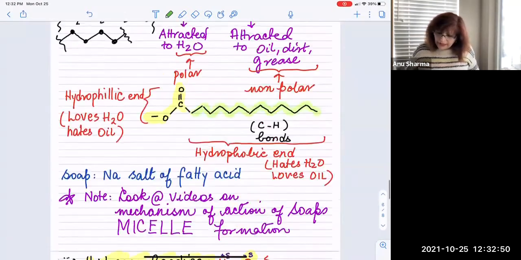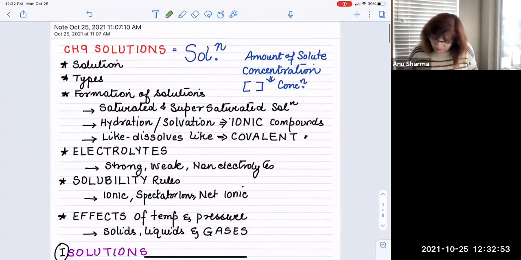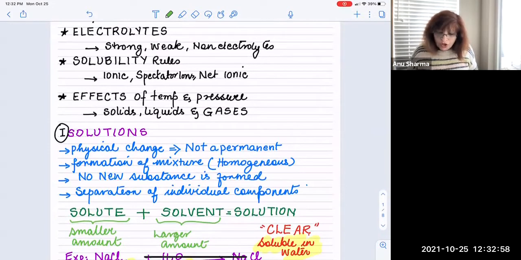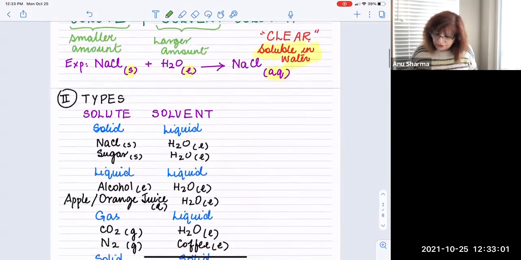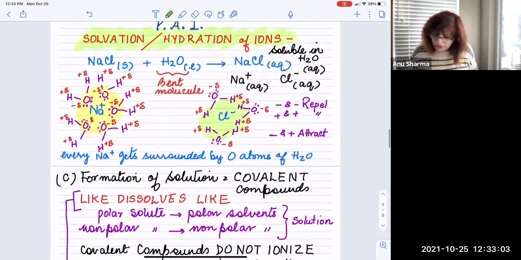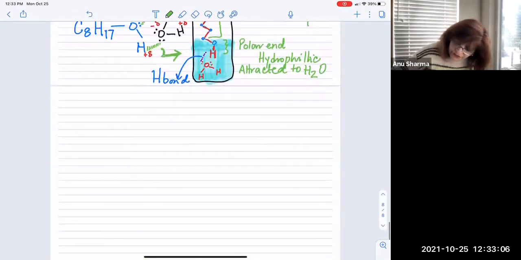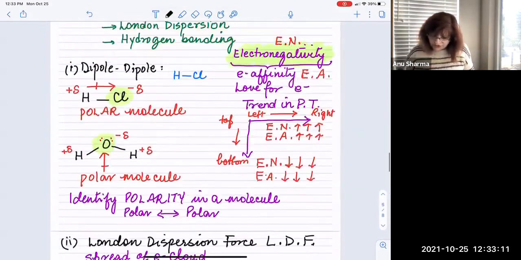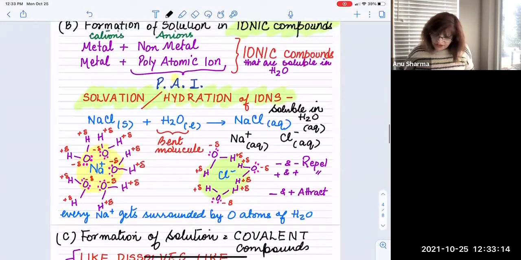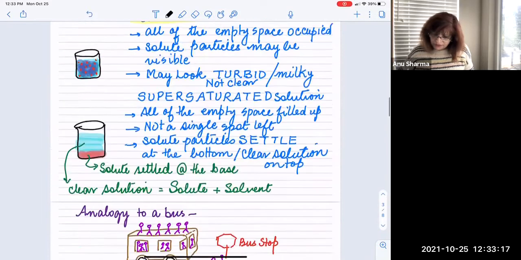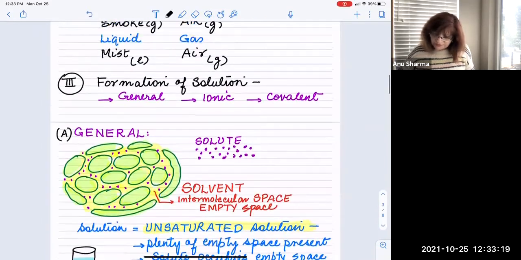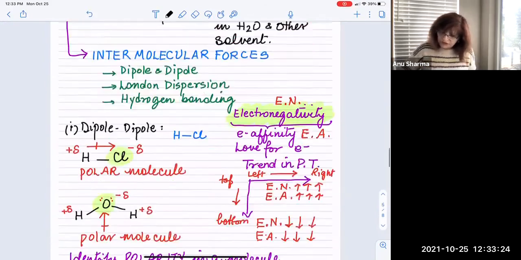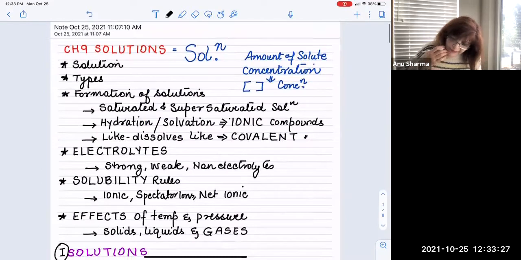Okay, so we covered this part, like dissolves like. Now we are going to look at the electrolytes, strong, weak, and non-electrolytes, and the solubility rules. Next is, which part was that? This is 3, this is 2, this is 1, this is part C, formation of ionic compounds, general formation of a solution.